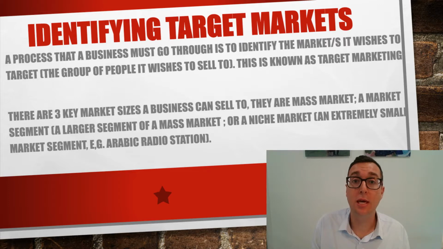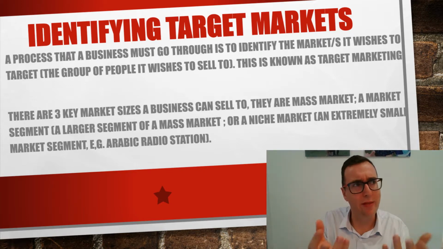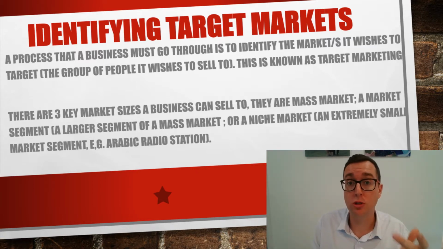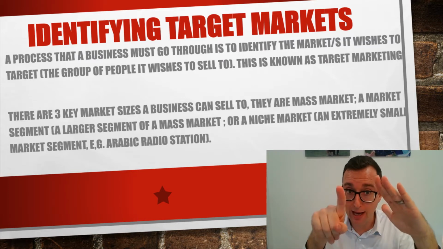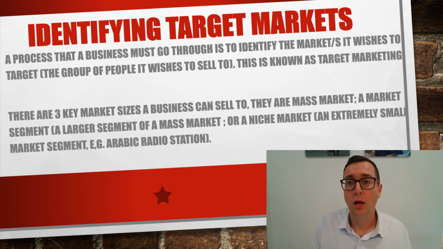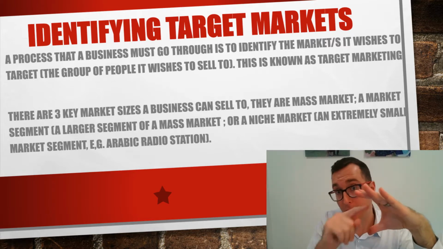There are three key market sizes a business can sell to. They are the entire whole mass market. A type of product where that might happen could be the electricity market. It's very homogeneous, the product. Or a business might try to target a specific larger market segment of that mass market, which could be, say, Triple M, that rock radio station, old people like I listen to. They might try and target a larger part of that mass market, so maybe a third of it or something.